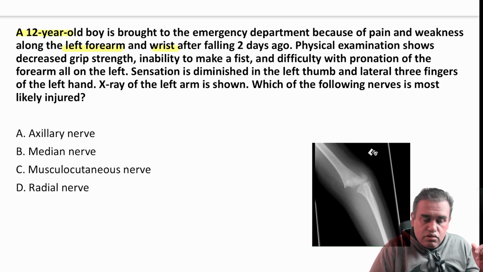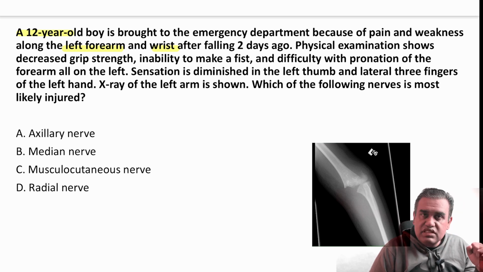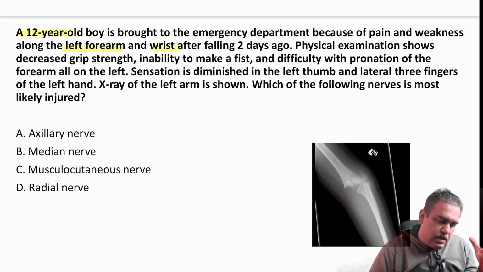He fell 2 days back. Physical examination shows a decreased grip strength and ability to make a fist. ना फिस्ट बन रही, ना ग्रिप में भी कमजोरी हो रही है उसके. And difficulty in pronation of the forearm, all on the left.